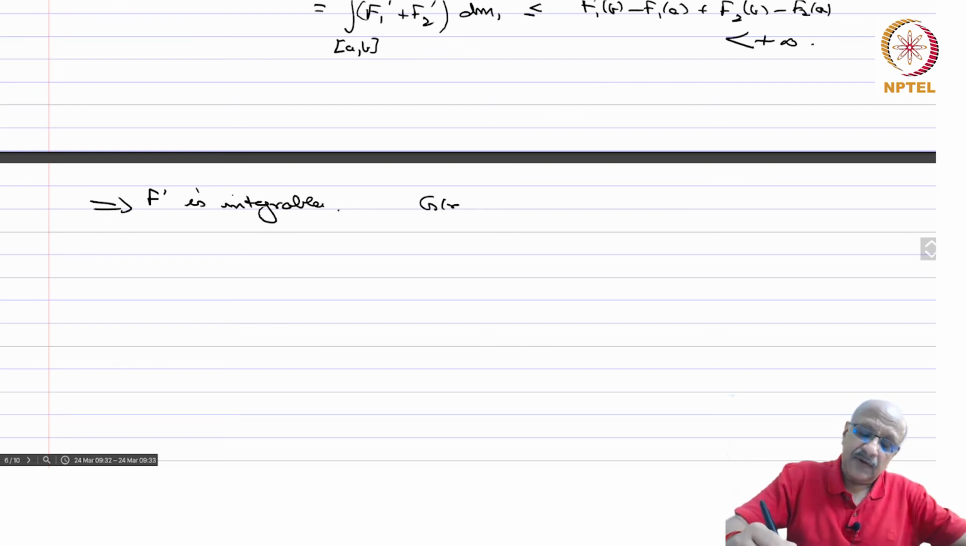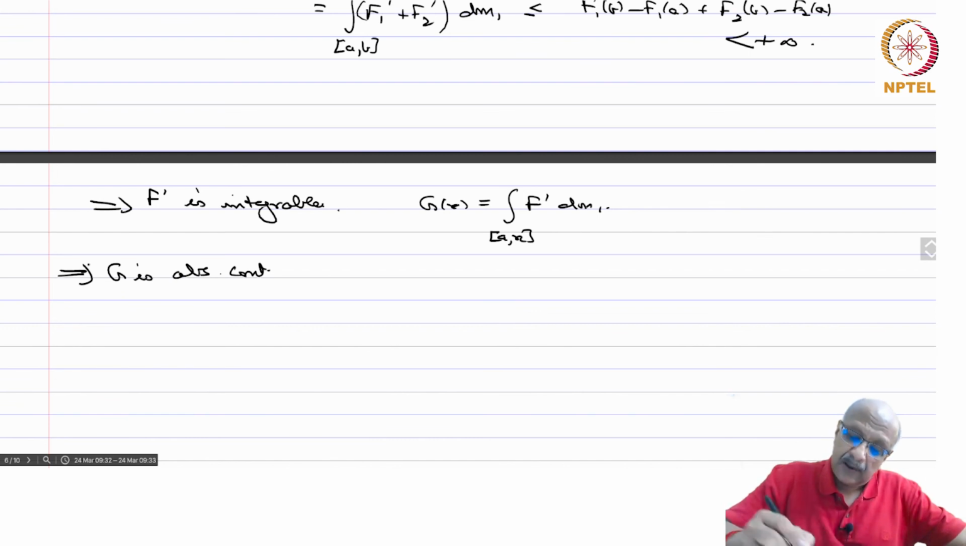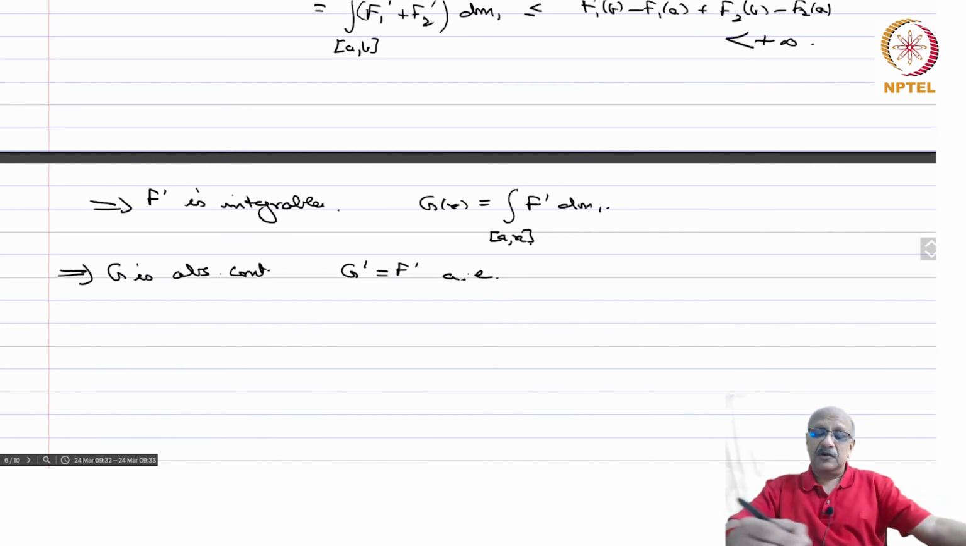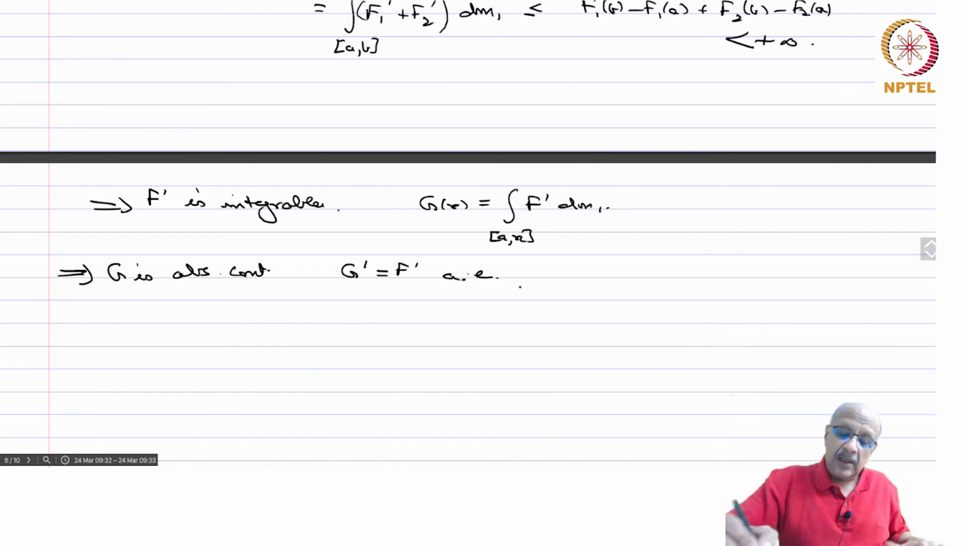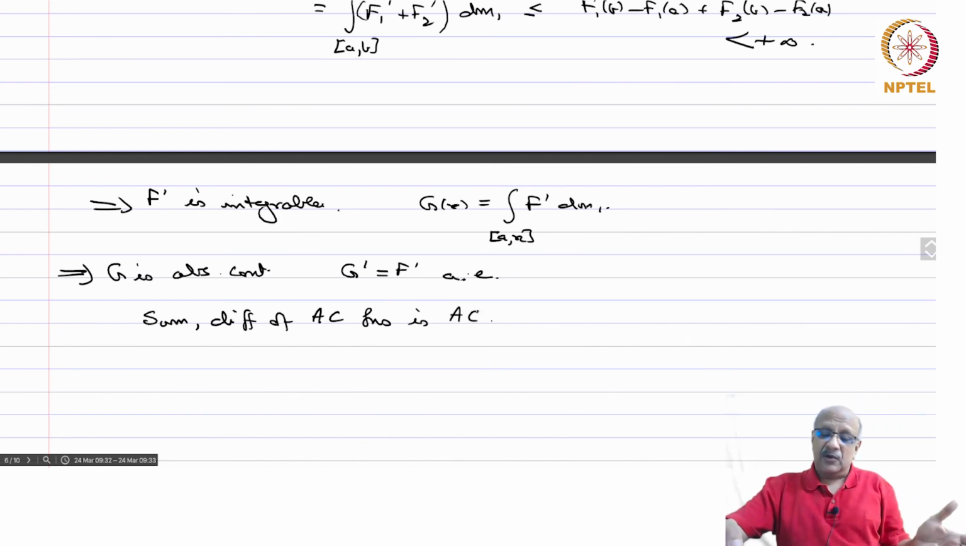Now let g of x be the indefinite integral of f dash dm1. Then g is absolutely continuous, already seen in the example and also in the first part of this theorem. So g is absolutely continuous and g dash equals f dash almost everywhere. This we have seen last time. If you have an integrable function, then the indefinite integral is differentiable and the derivative is equal to f dash almost everywhere. Now the difference of AC functions is absolutely continuous. This you can easily check. All you have to do is take the delta to be the smaller of the two deltas, and that will work for you, or you just use the triangle inequality.